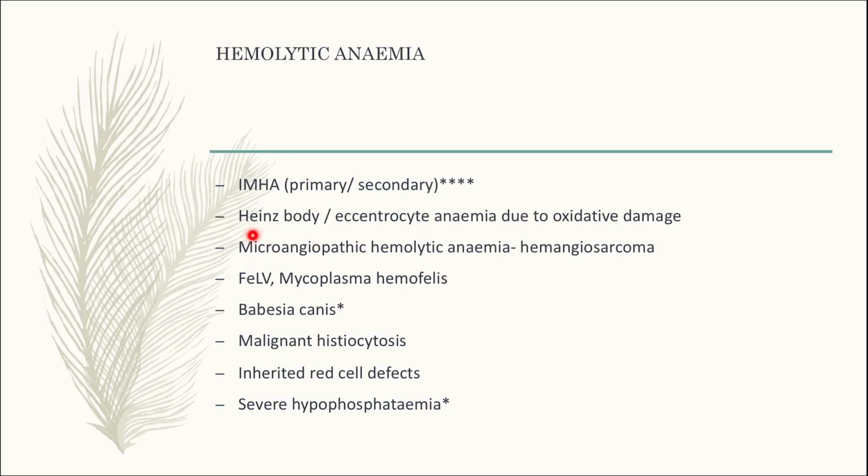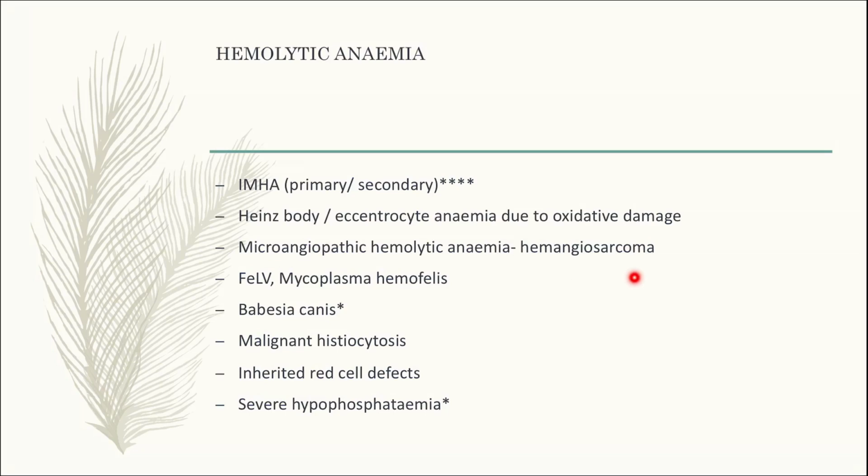And there is another type of anemia due to oxidative damage, and in that type of anemia you will see a profound increase in Heinz bodies and eccentrocytes. Eccentrocytes are commonly seen because of oxidative damage to the erythrocytes, and this type of anemia can be commonly seen in onion toxicity, zinc toxicity, and acetaminophen toxicity as well.